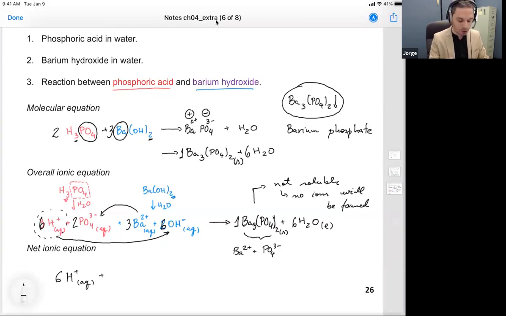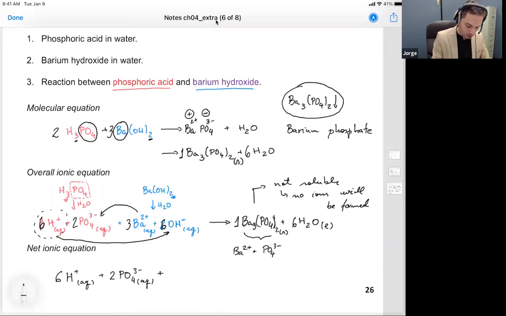Now pay attention here. Phosphate by itself shows up in the reagent side, but does not show up by itself on the product side. What you have in the product side is phosphate combined with barium. So they are not the same thing. Therefore, it cannot be canceled. Okay? So we have to rewrite here.